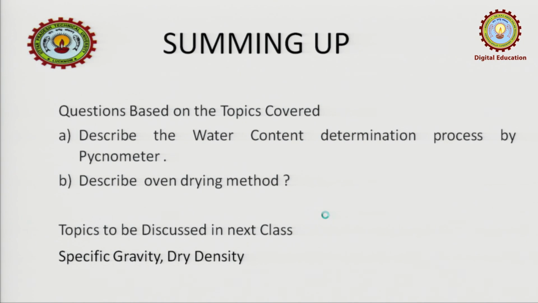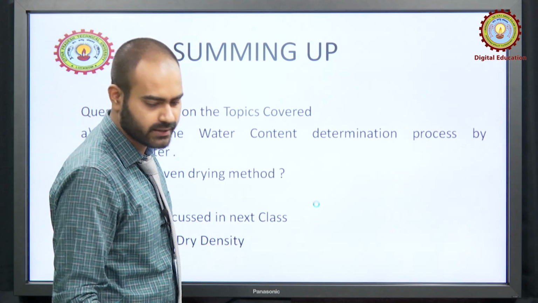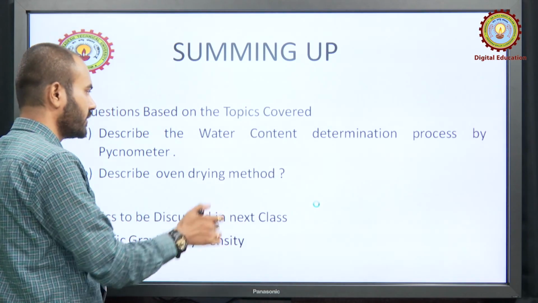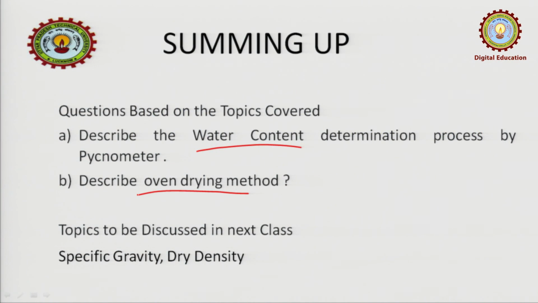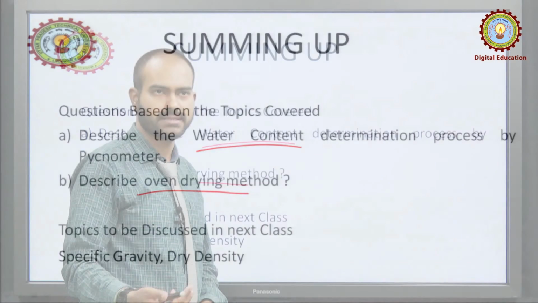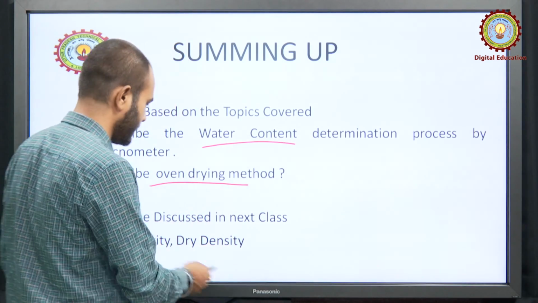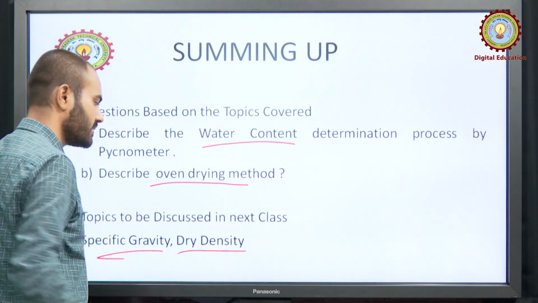So this was it. We have covered the water content part only for the time being. Here are some questions you can find out, on the water content process and the oven drying method. In the first slide you saw there were a number of index properties. The other index properties will be slowly discussed in the forthcoming classes. Next time we will be discussing specific gravity and dry density.